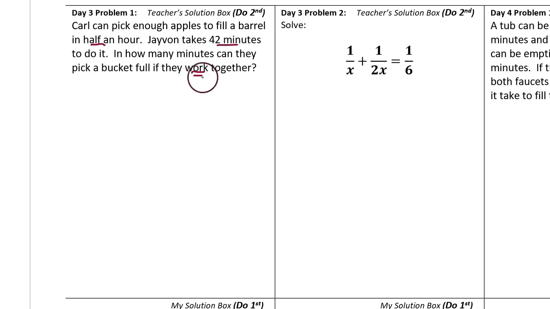This question is about work. So there's a general formula we're going to use. Work is equal to rate times time. We have 2 people, so let's list their names. Carl and Javon.